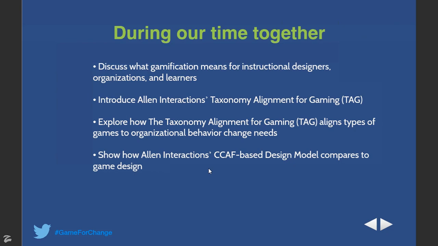It is my goal to have you be able to utilize, like later today, this tool that we've developed for Allen Interactions, and it's called the Taxonomy Alignment for Gaming, or TAG for short. You could use this tool on projects that you are in the process of designing. This tool is great to help instructional designers plan. It is a way to set a common language among stakeholders and to begin brainstorming ways to include games and gaming techniques in your e-learning courses.